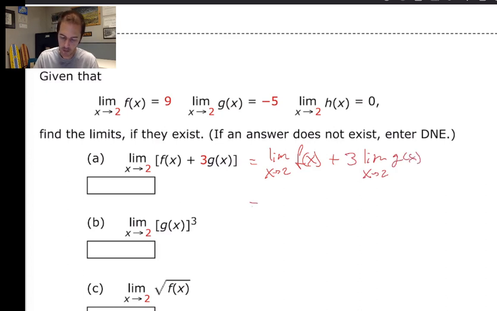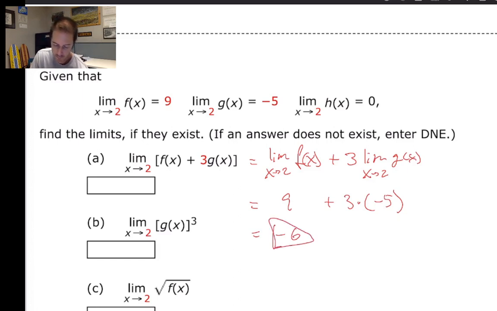And the problem tells us, toward the top of the screen there, that the limit for f of x is equal to 9 as x approaches 2, plus 3 times the limit for g of x, which is equal to -5. So you've got 9 minus 15, which equals -6. Not bad. That was bad. That's better.